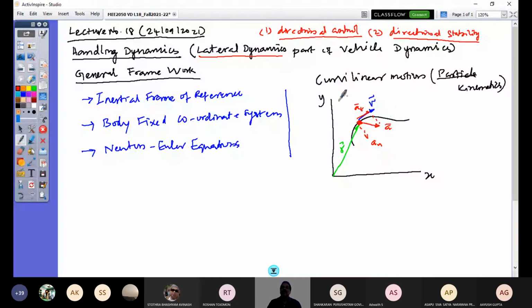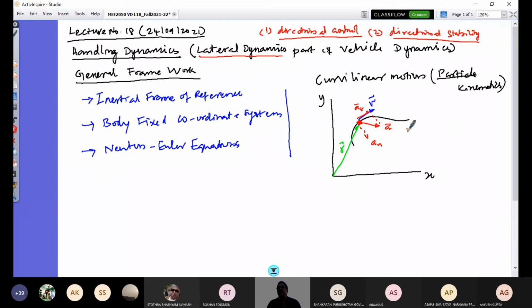This is not sufficient, but of course, particle kinematics is quite sufficient if I am only interested in the position, velocity, acceleration, and path of my vehicle at any point of time, as an observer from this fixed frame of reference called an inertial frame of reference. So this XY is fixed where? It is fixed on the ground, on the surface of Earth.